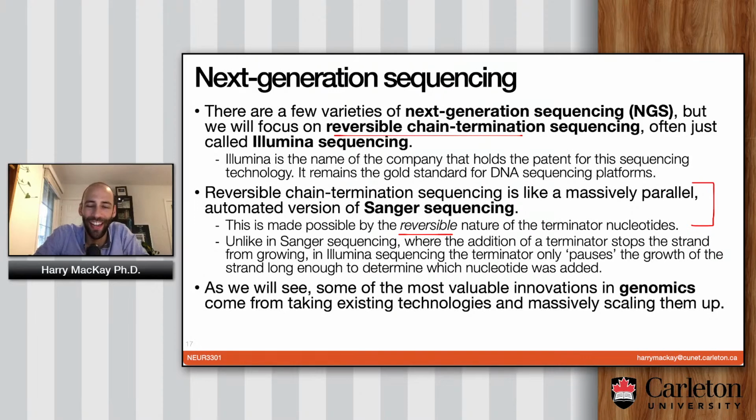It's a bit like saying to the polymerase, okay, shout out what you're doing one base at a time. I'll tell you when you can stop and start. Just add one base, tell me what it was, and then you can go on to the next one. So Illumina sequencing, or next-gen sequencing as it's called, essentially just pauses the reaction, where in Sanger sequencing the reaction is stopped. As I said, most of the best inventions in genomics really just come from taking existing techniques and scaling them up on a massive level.